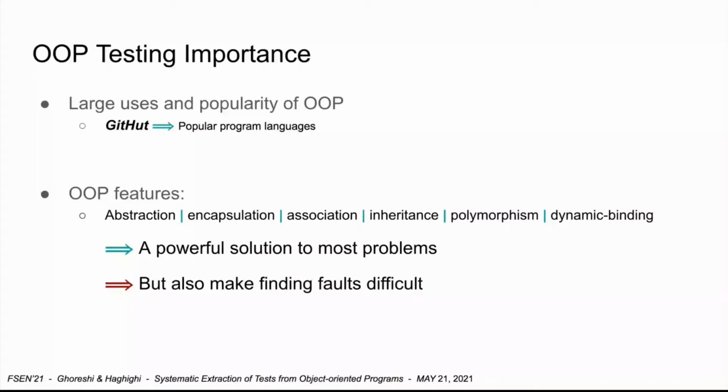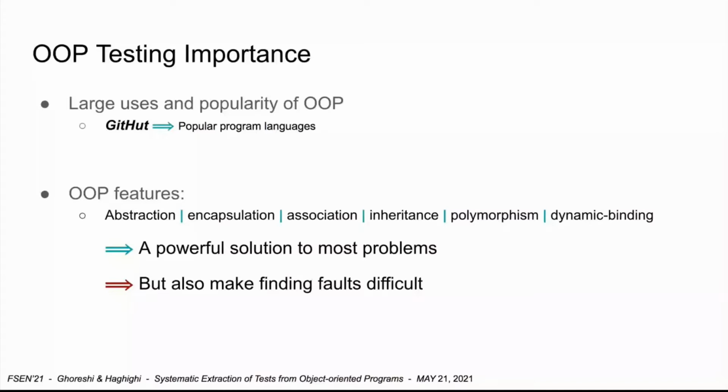Nowadays and in recent years, the top popular languages are JavaScript, Java, Python, and C++, which all support object-oriented programming as mainstream. The object-oriented languages have amazing features like abstraction, encapsulation, aggregation, composition, inheritance, etc., which can make a powerful solution for most problems.